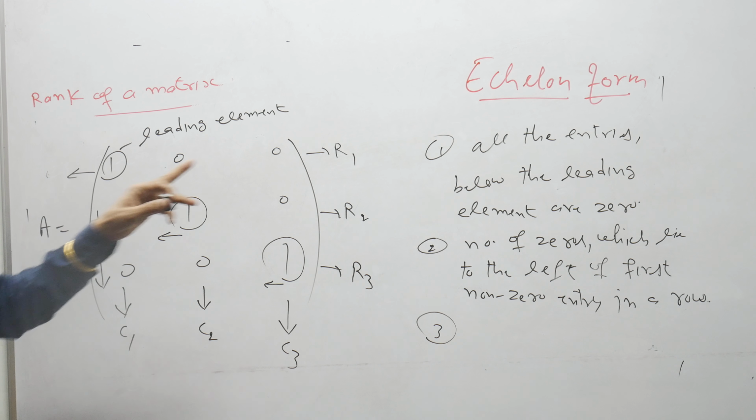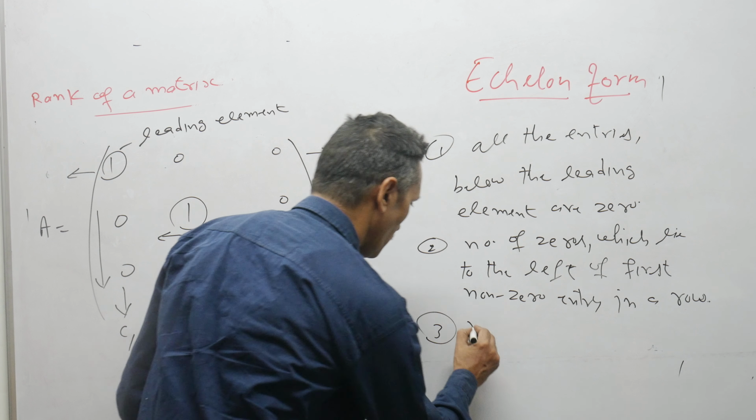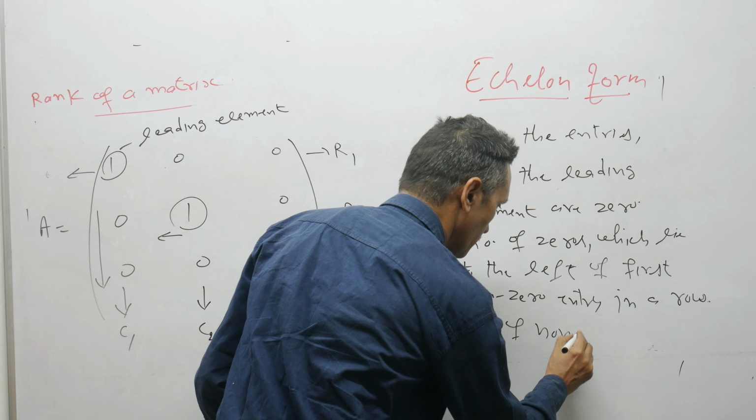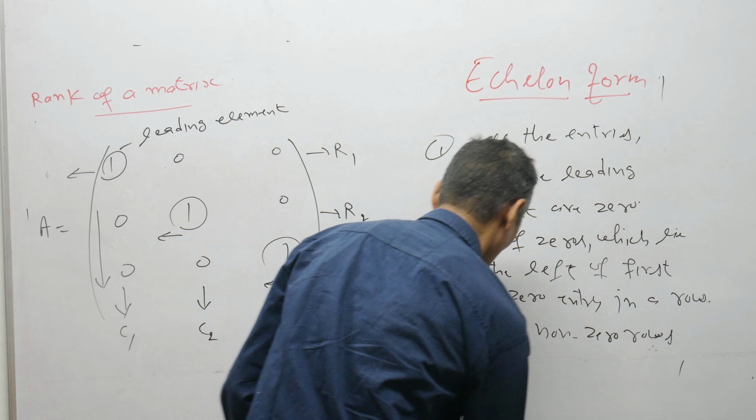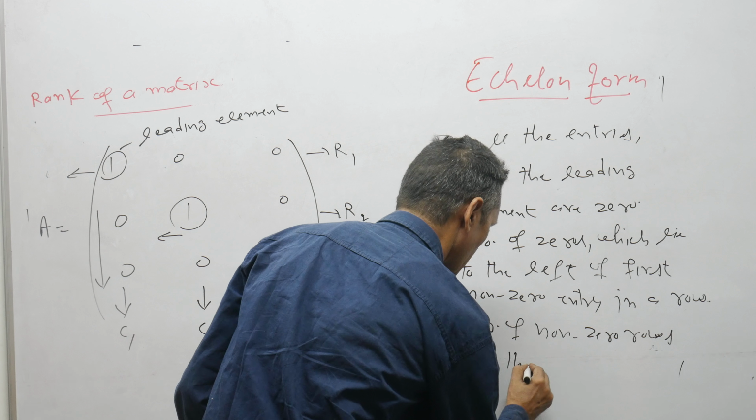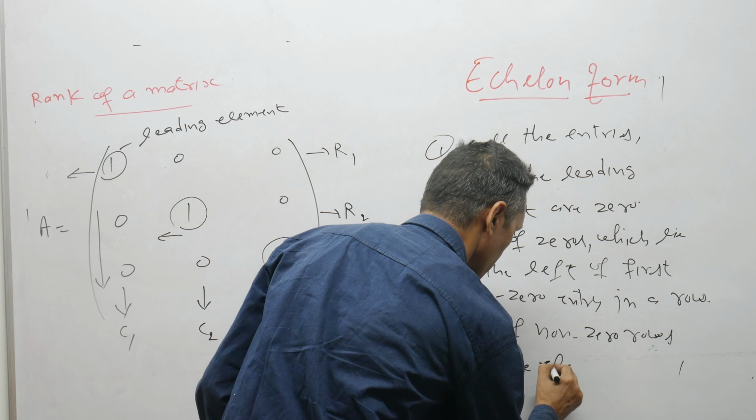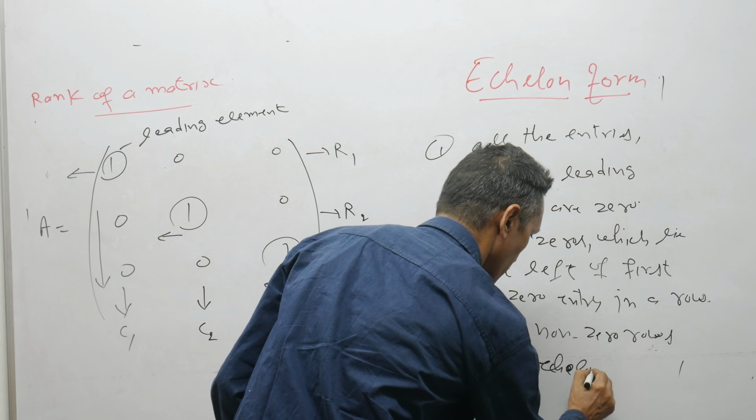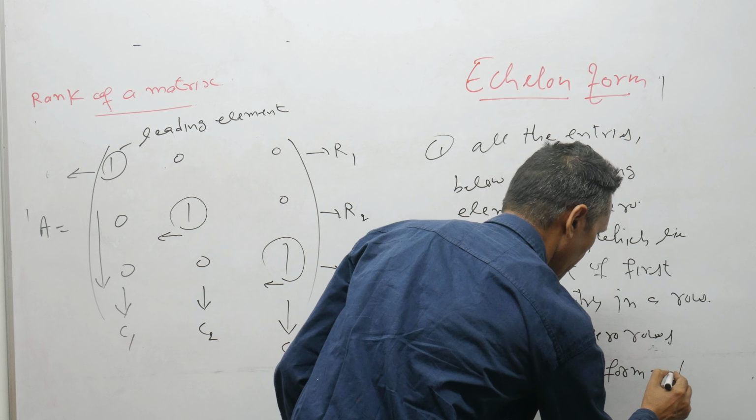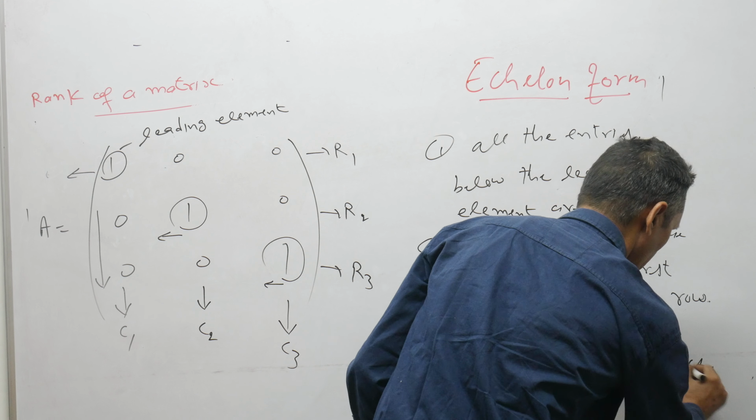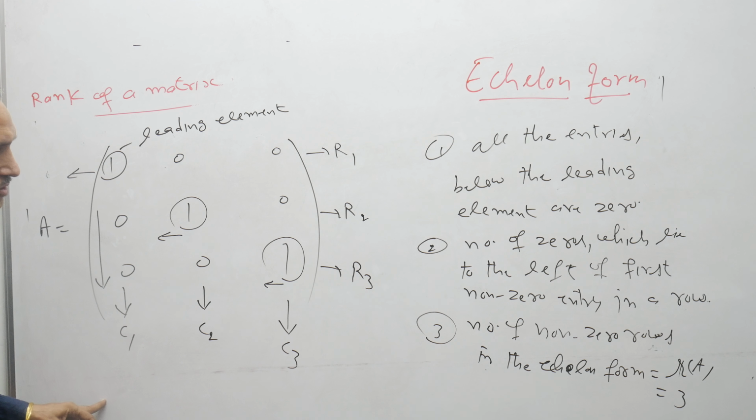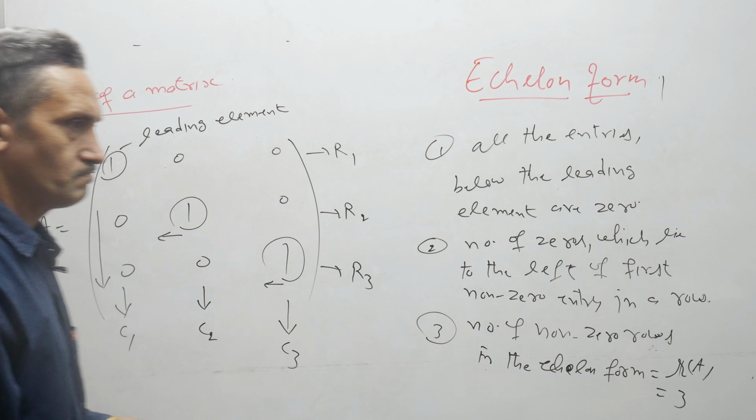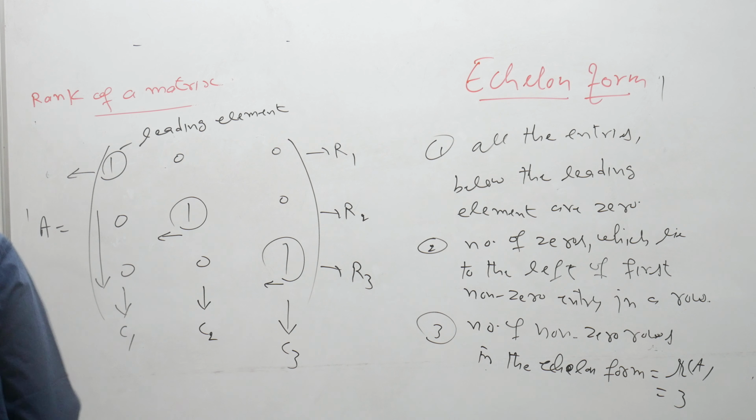So in this echelon form, number of non-zero rows in the echelon form is equal to rank of this matrix. So the rank of this example matrix is 3 because we are having 3 non-zero rows. Now I change this element.